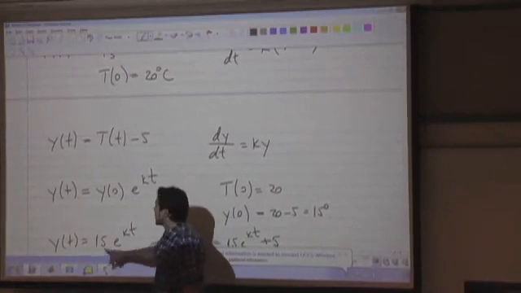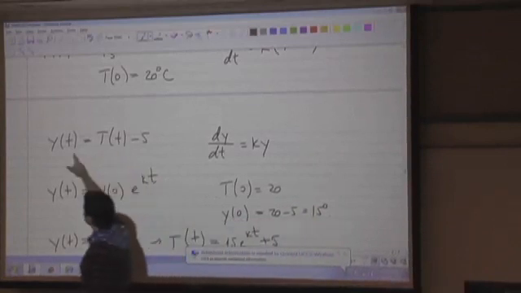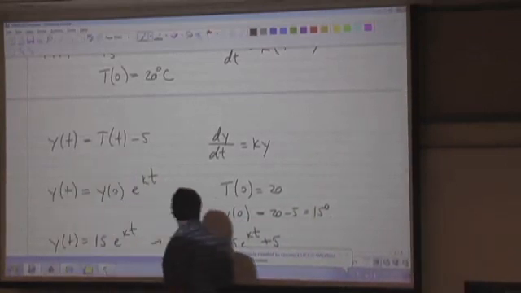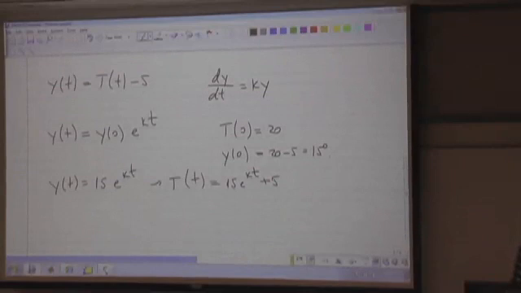And now the idea is, I started with T, so I need to revert back to T. So from here, T is just going to be y of t plus 5. Does that make sense? Is everybody understanding this? I'm guessing no? Or partially no?